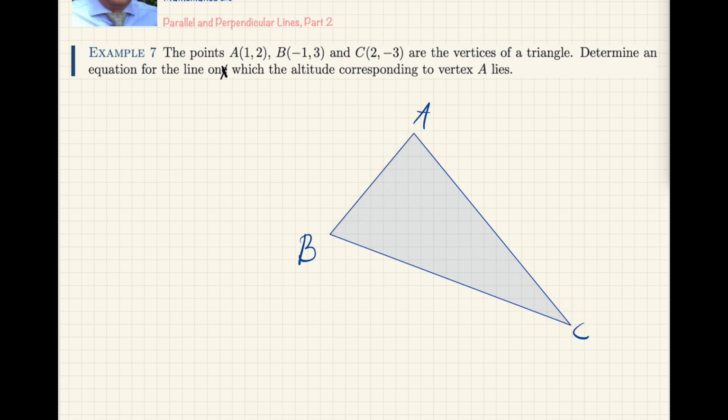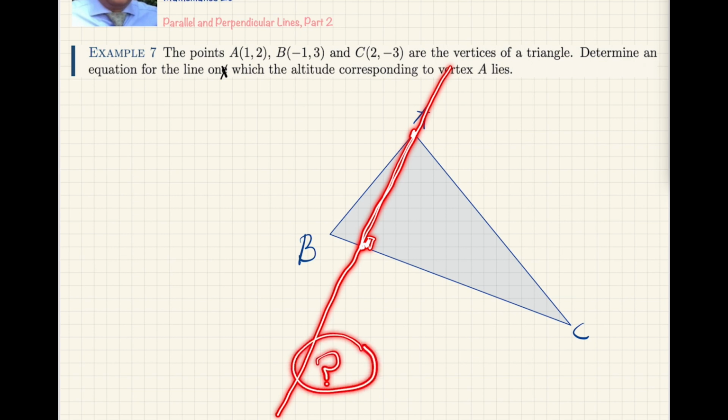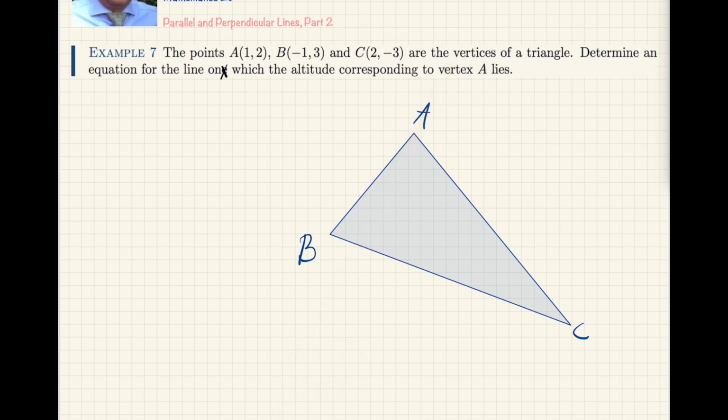Here, in this problem, I am asking you, determine an equation for the line on which the altitude corresponding to vertex A lies. So this is the altitude of vertex A, and this line segment lies on this line, of course. And then I am asking you to find an equation for this line. I want you to do that, okay? I give you a little bit of time.